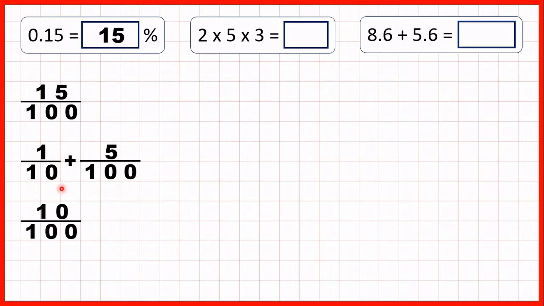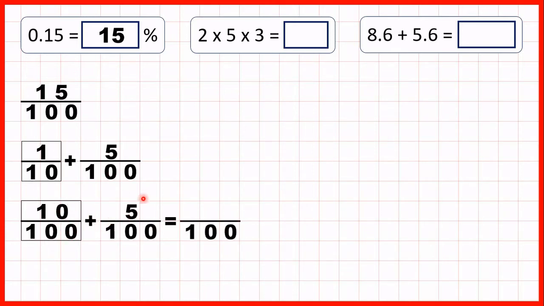Now 1/10 is the same as 10/100ths, because we can find an equivalent fraction by multiplying by 10. 10 times 10 is 100, 1 times 10 is 10. So now, if we add the 5/100ths, the denominator stays the same. 10 plus 5 is 15, so we've got 15 over 100, which is 15%.